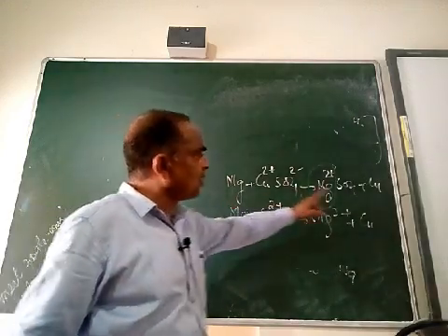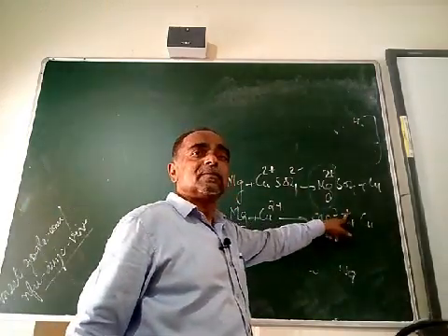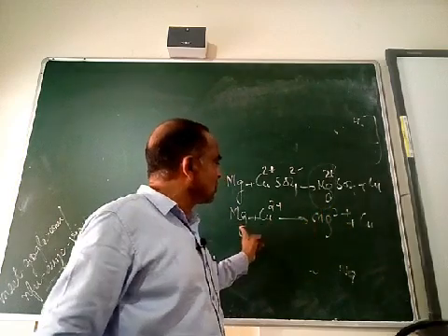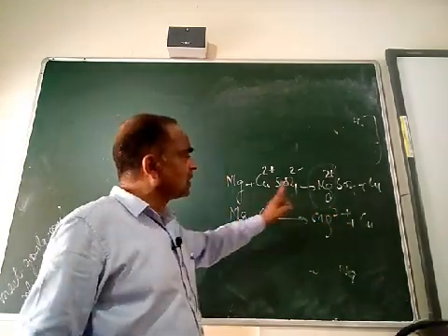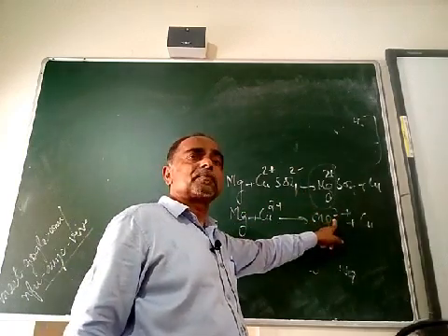Now see the difference. Magnesium has lost electrons. When a neutral atom loses electrons, it becomes positively charged. So what we can say, magnesium is oxidized to Mg2+.